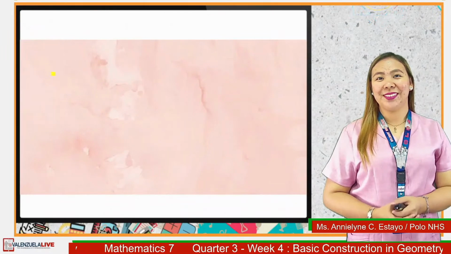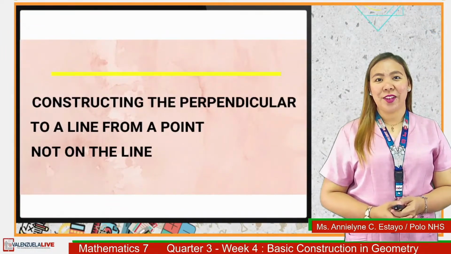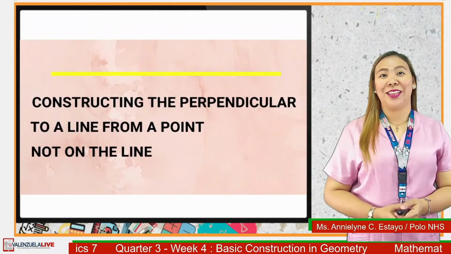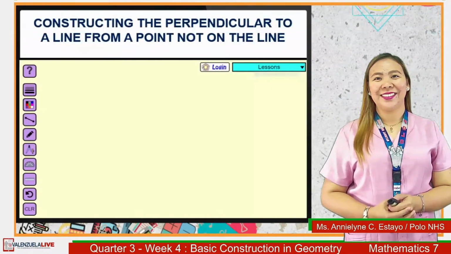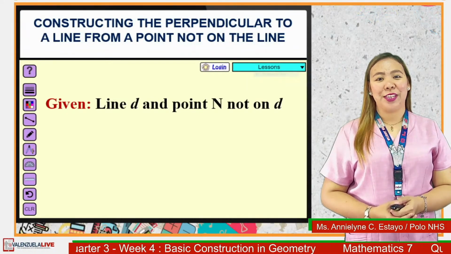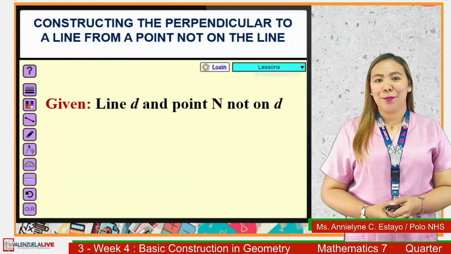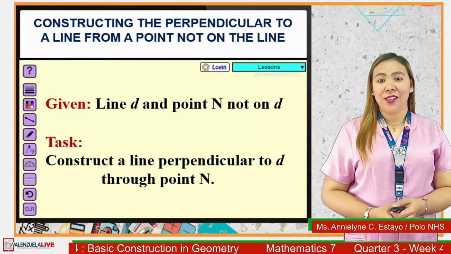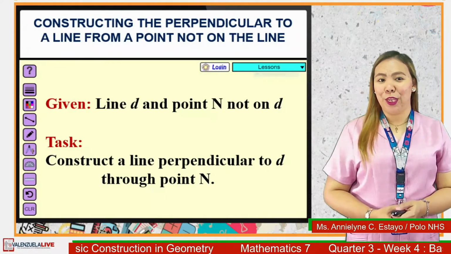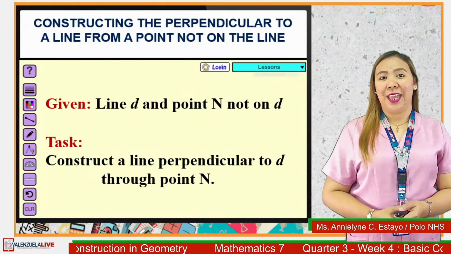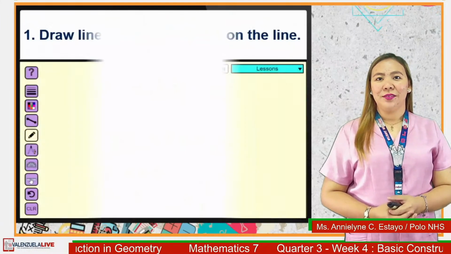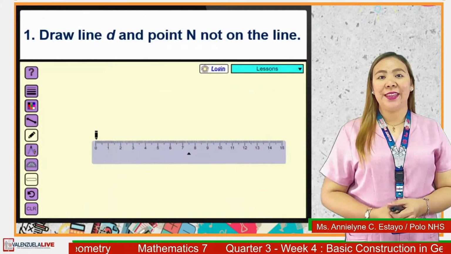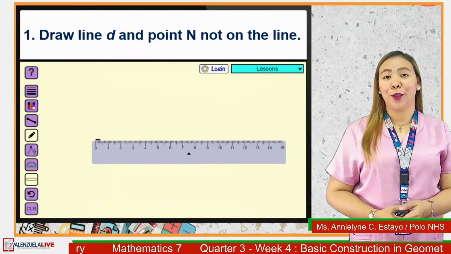Next, constructing the perpendicular to a line from a point not on the line. For our given line D and point N not on line D, the task is to construct a line perpendicular to D through point N. First step is to draw line D and point N not on the line.